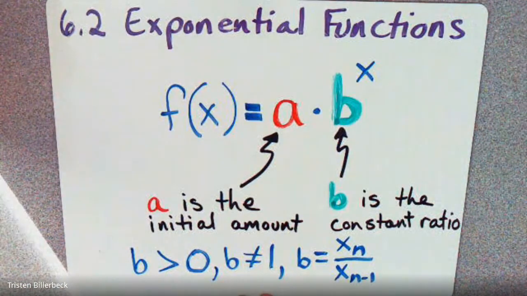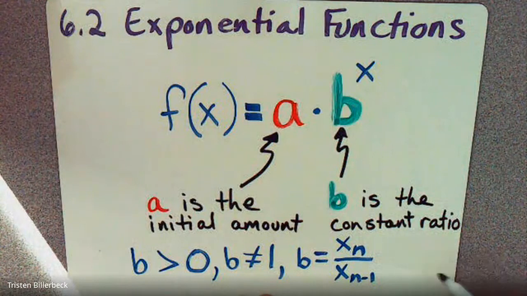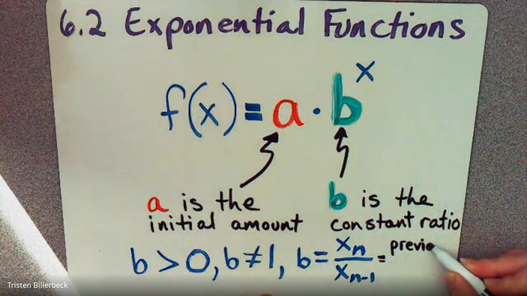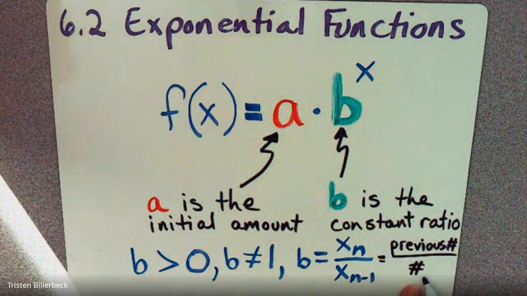So now let's talk about what b is. b is the constant ratio, so that's the next term, x sub n, over the previous term. It's just one away from the next term, which is n minus 1. Remember, subscripts are not exponents, they are names. You say x sub n, not x to the n, x sub n over x sub n minus 1. That's a name. So that just equals the next number over the previous number. If this was the first number, that's the next number. So that's all b is, the constant ratio. All right, so let's take a look and explore some exponential functions.